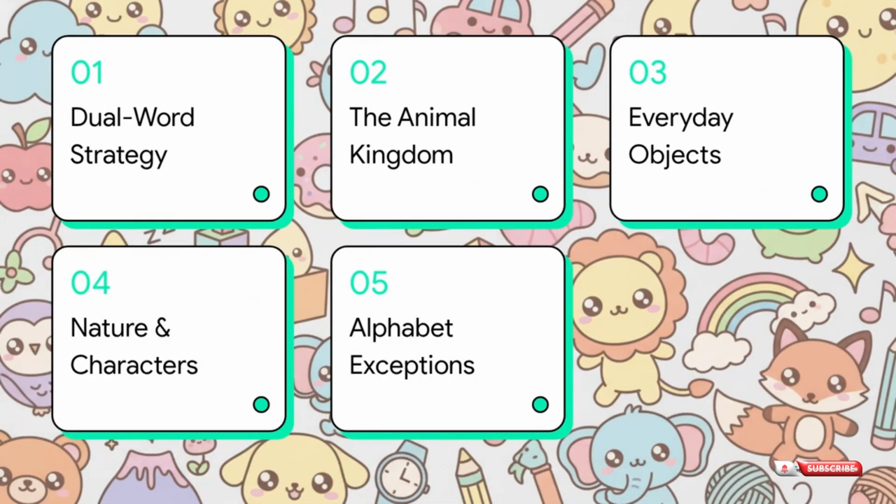So instead of just reciting the alphabet together, we're going to map out this little world. We'll explore the dual word strategy at play, how the animal kingdom is classified, the everyday objects they use, the inclusion of nature and characters, and finally, what happens when we hit those tricky end-of-alphabet exceptions?